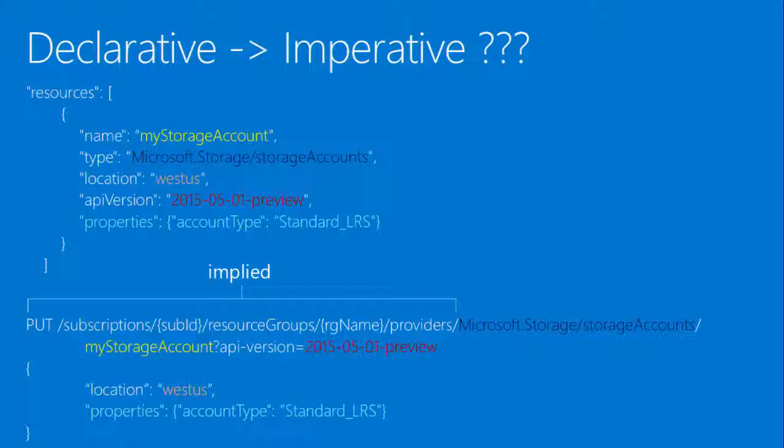And then in the JSON body of the post request, or the put request in this case, you have the properties of the resource that you are trying to provision. The first one is location. We want to deploy to West US, and the account type is locally redundant storage in this case.